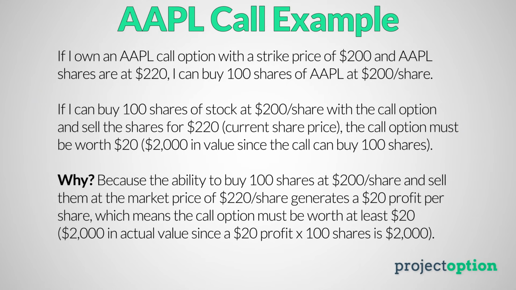If I own an Apple call option with a strike price of $200 and Apple's share price is at $220, my 200 call option is going to be worth at least $20, or $2,000 in value when we account for the option contract multiplier, because my 200 call option can purchase 100 shares of Apple stock $20 below the current share price of $220, and that means the call option's value has to be worth at least $20, since the value in buying shares of Apple stock $20 below the current share price is worth at least $20 per share.